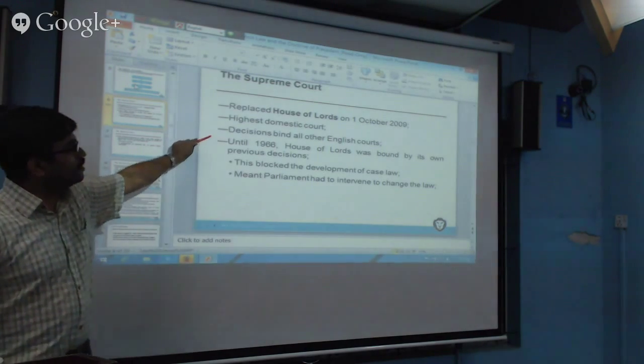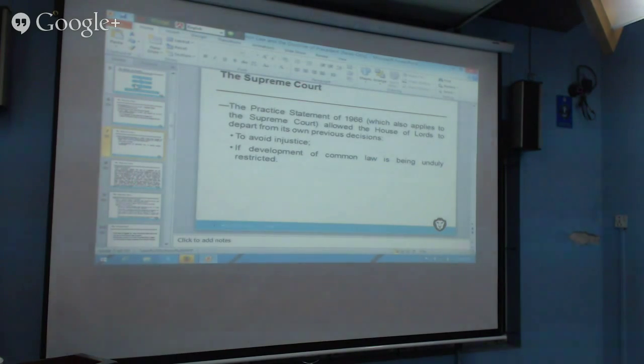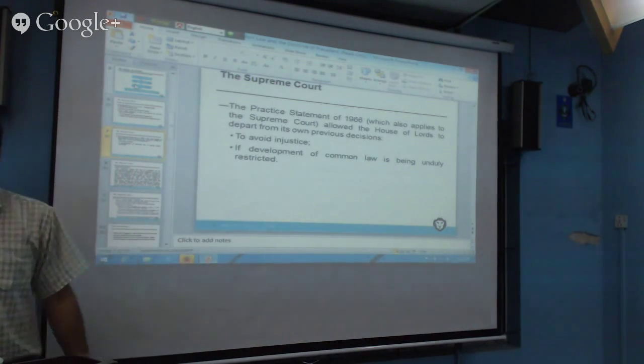Until 1966, the House of Lords was bound by its own previous decisions. This blocked the development of case law when Parliament intervened to change the law. We are clear so far, right? Let's look at the next one. Read it, everyone.